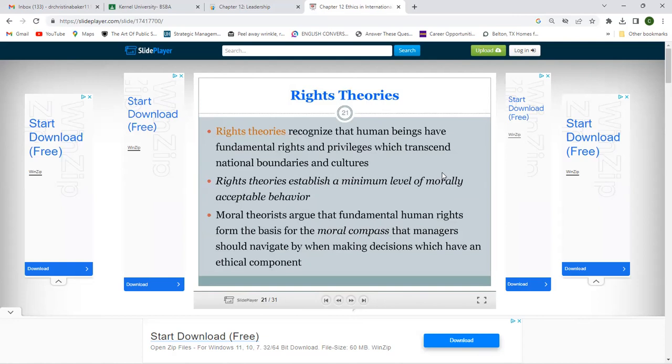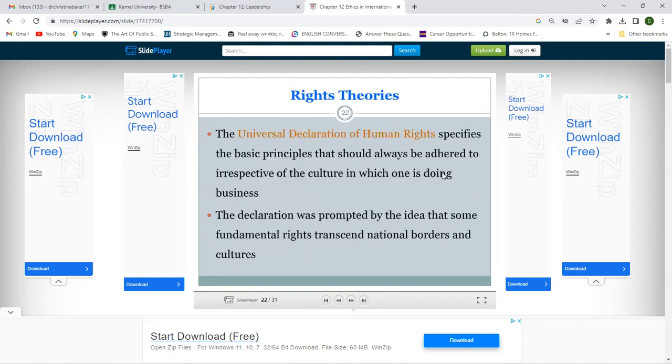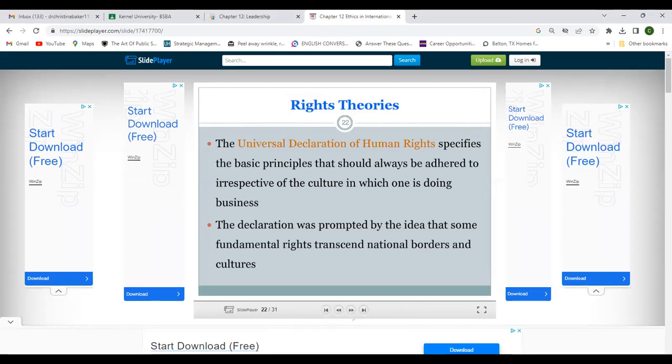Moral theorists argue that fundamental human rights are the basis of a moral compass that managers should navigate by when making decisions that have an ethical component. The Universal Declaration of Human Rights specifies basic principles that should always be adhered to, irrespective of the culture in which one is doing business. The declaration is motivated by the idea that some fundamental rights should transcend national borders and cultures.